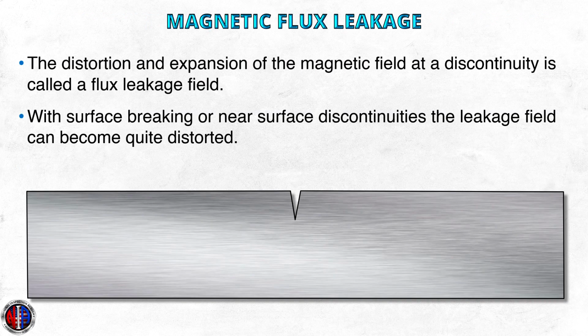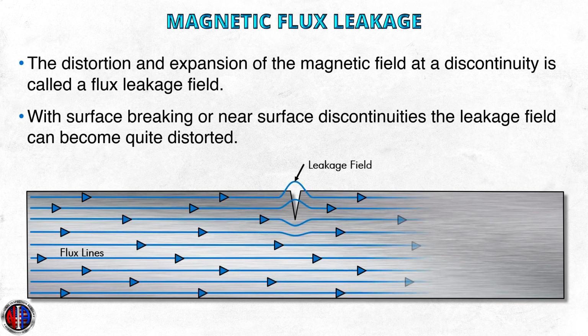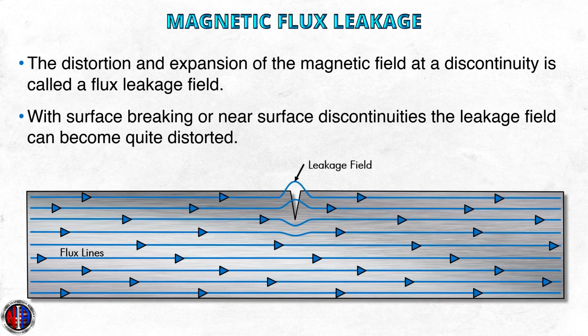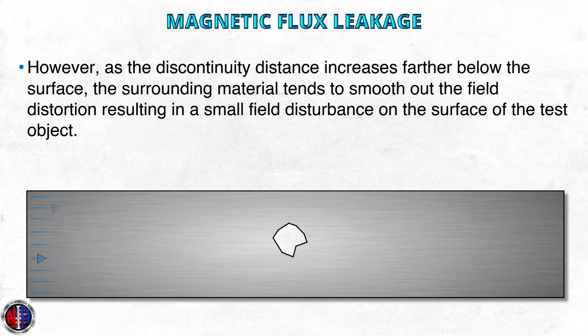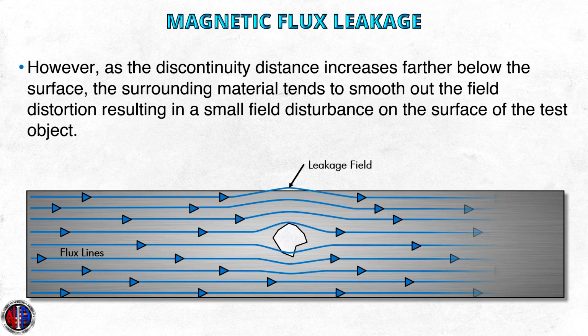Magnetic flux leakage. The distortion and expansion of the magnetic field at a discontinuity is called a flux leakage field. With surface breaking or near-surface discontinuities, the leakage field can become quite distorted. However, as the discontinuity distance increases further below the surface, the surrounding material tends to smooth out the field distortion, resulting in a small field disturbance on the surface of the test object.